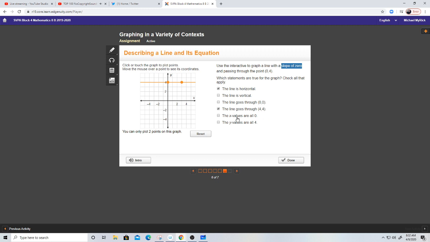The X values are all 0. That's not true. X is 0, X is 1, X is 2, X is 3. So no. The Y values are all 4. Yes, because no matter what, we're always going to have a 4 on the Y, right? So X is -4, what's Y? It's 4. X is 2, what's Y? It's 4. So yes. Ding. Graph the line described using the line plotter and then answer the question.